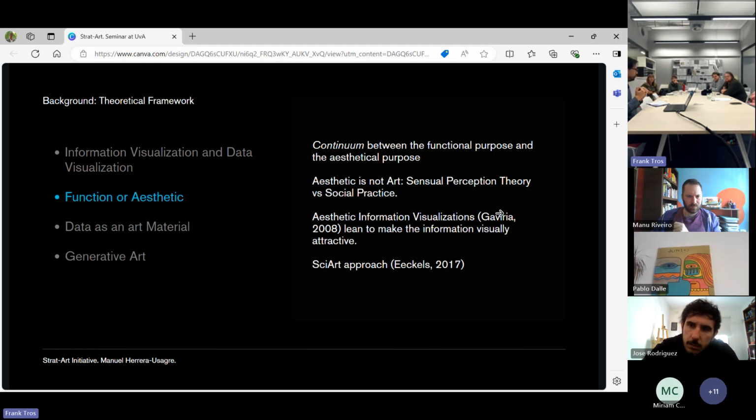So our approach is to turn information visualization into something aesthetic that can relate to people and evoke some emotions, without sacrificing the function of that information. Why? Because what we want to do is raise awareness and curiosity about the topic, not only informing about the data, but calling the attention of people so they can get informed through other ways. It's called the STRAT-ART approach.